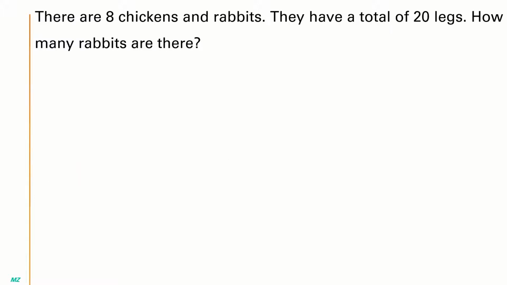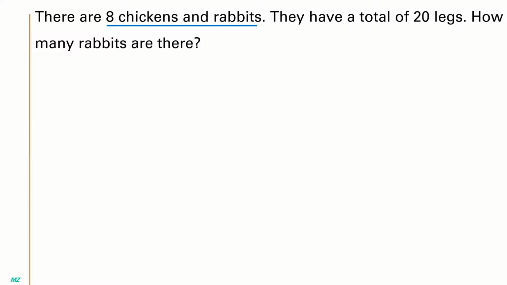So first, we read the question. There are 8 chickens and rabbits. They have a total of 20 legs. How many rabbits are there? Next, we highlight or underline the keywords or phrases from this question. So the first key phrase will be, there are 8 chickens and rabbits.